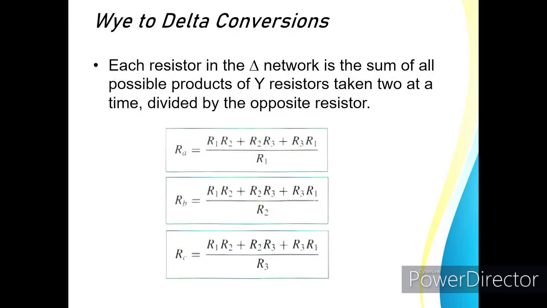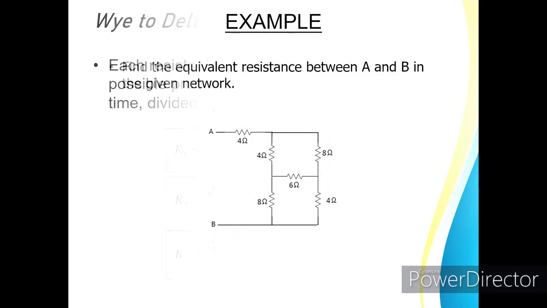Next, this is the formula of Y to delta conversion. Each resistor in the delta network is the sum of all possible products of Y resistors taken two at a time, divided by the opposite resistor. So, I will show you an example of the question. Find the equivalent resistance between A and B in the given network.